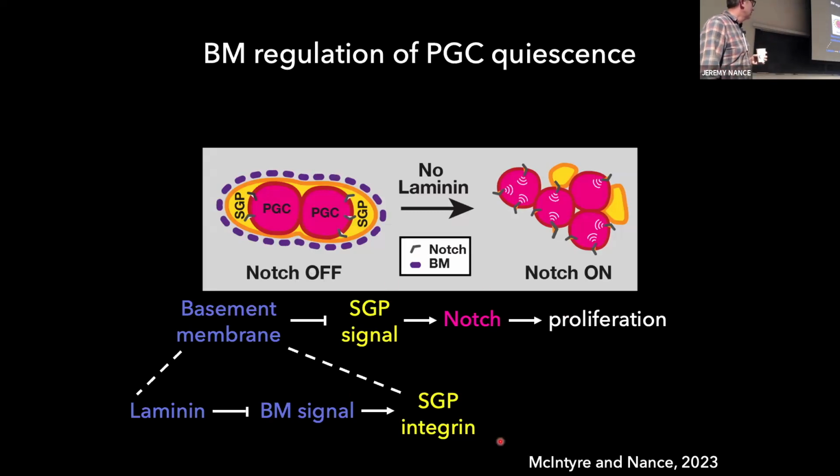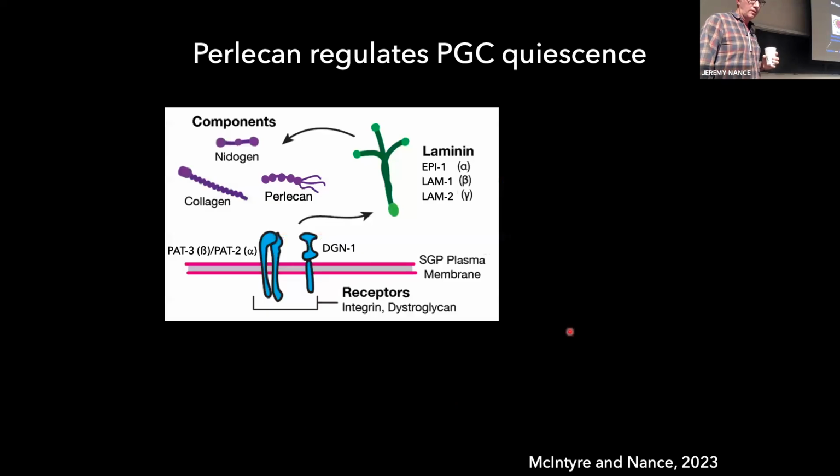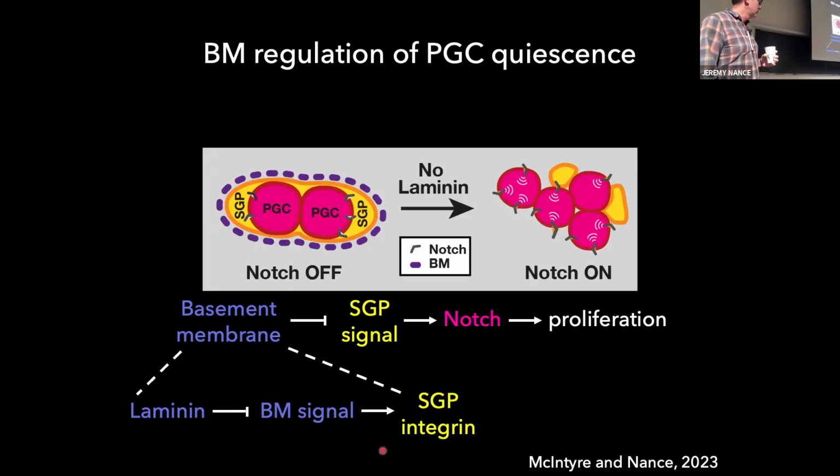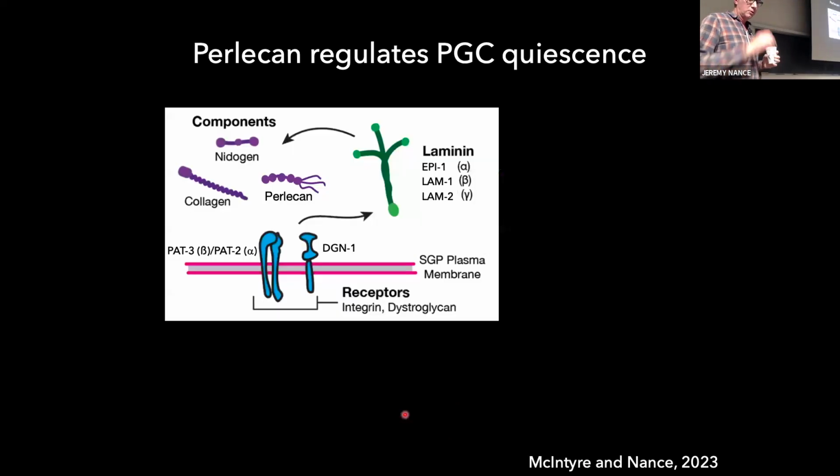So our genetics is telling us that laminin is inhibiting some basement membrane signal, which is then functioning through integrin to keep the cells from proliferating. Okay, so then we wanted to know what this was. What is laminin inhibiting in the basement membrane that's signaling through integrin in this case? So we started to look at other basement membrane components. I already mentioned these, but I'm going to focus on this very interesting protein called perlecan. I'll introduce it in a second.